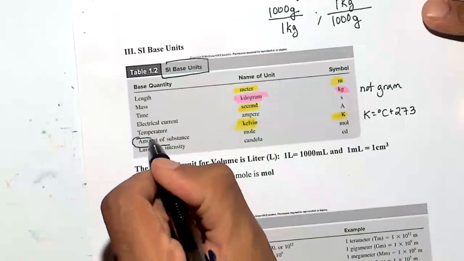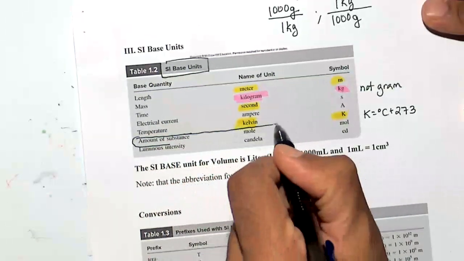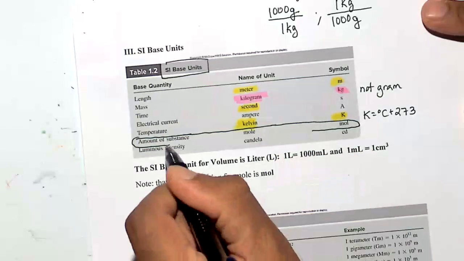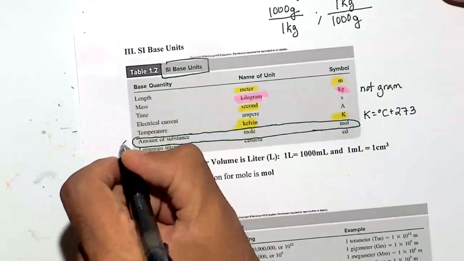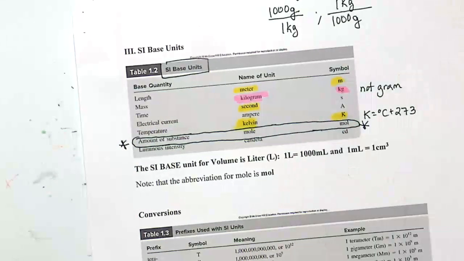One of the most important ones in this class is the mole. So this is going to be super important. We'll have an entire lecture dedicated to it, but this is the amount. Is it the same as grams? No, it's not the same as grams. So 10 grams of glucose, is it the same as 10 moles of glucose? No. We have to convert it to moles.